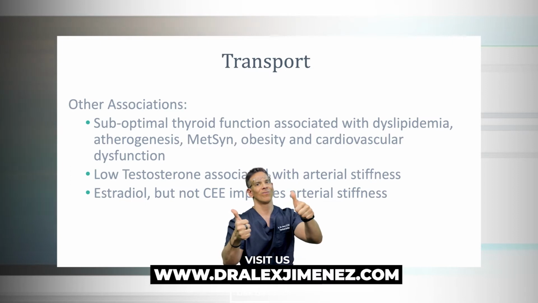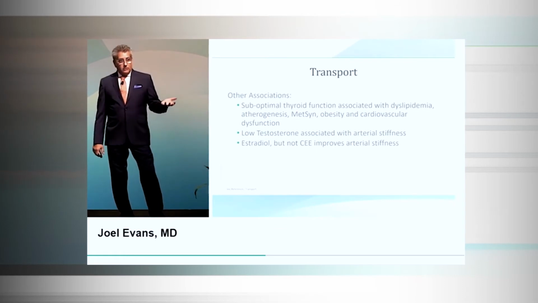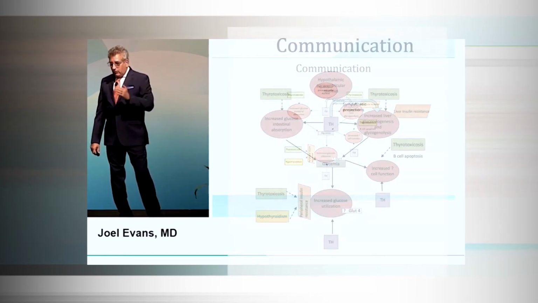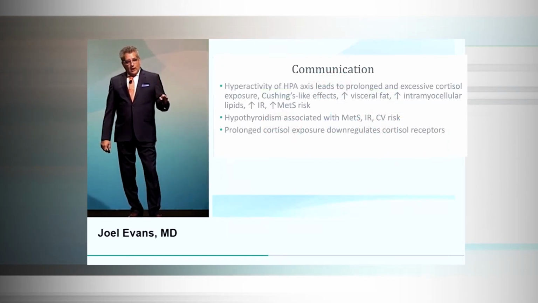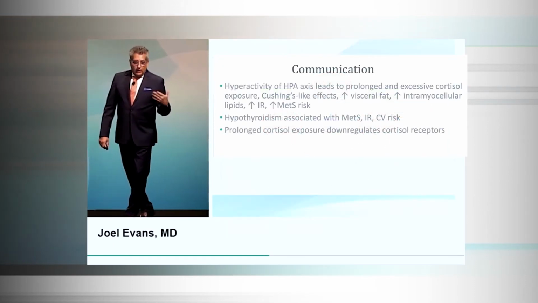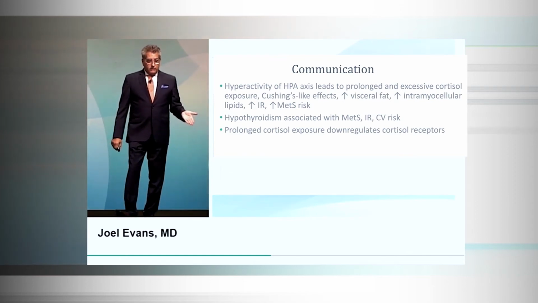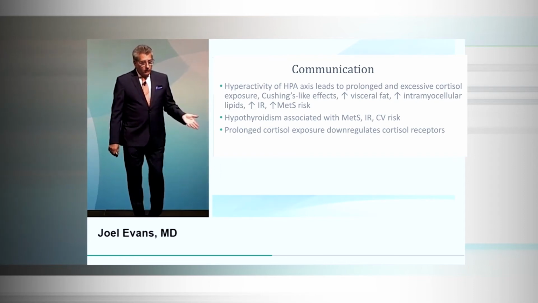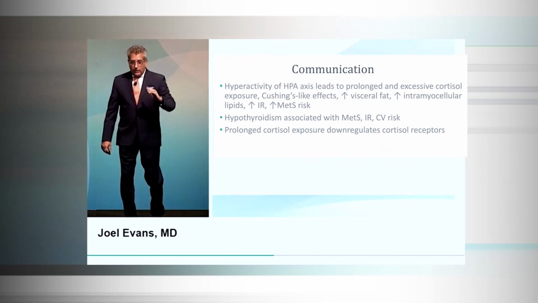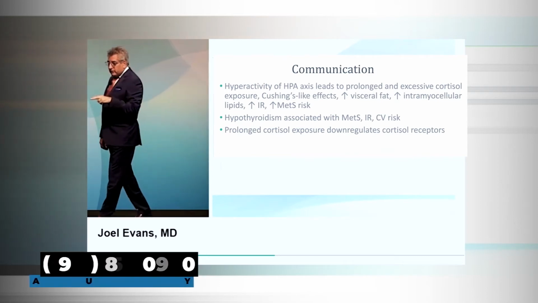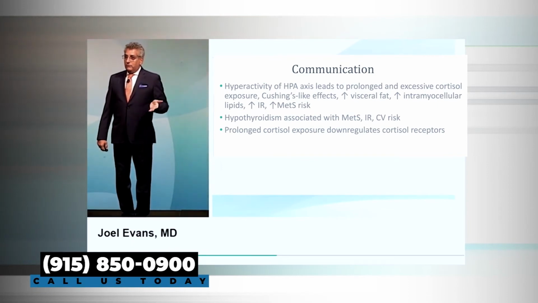And low testosterone is associated with arterial stiffness, and estradiol actually can help arterial stiffness. So again, that's within the communication node, and how when we have that higher cortisol, and that leads to, as I said, the deaths from cardiovascular disease and insulin resistance metabolic syndrome. That also happens when you're hypothyroid. So throw in stress and hypothyroidism, and it's a double whammy for insulin resistance. And would you be surprised to know that stress also causes insulin resistance?